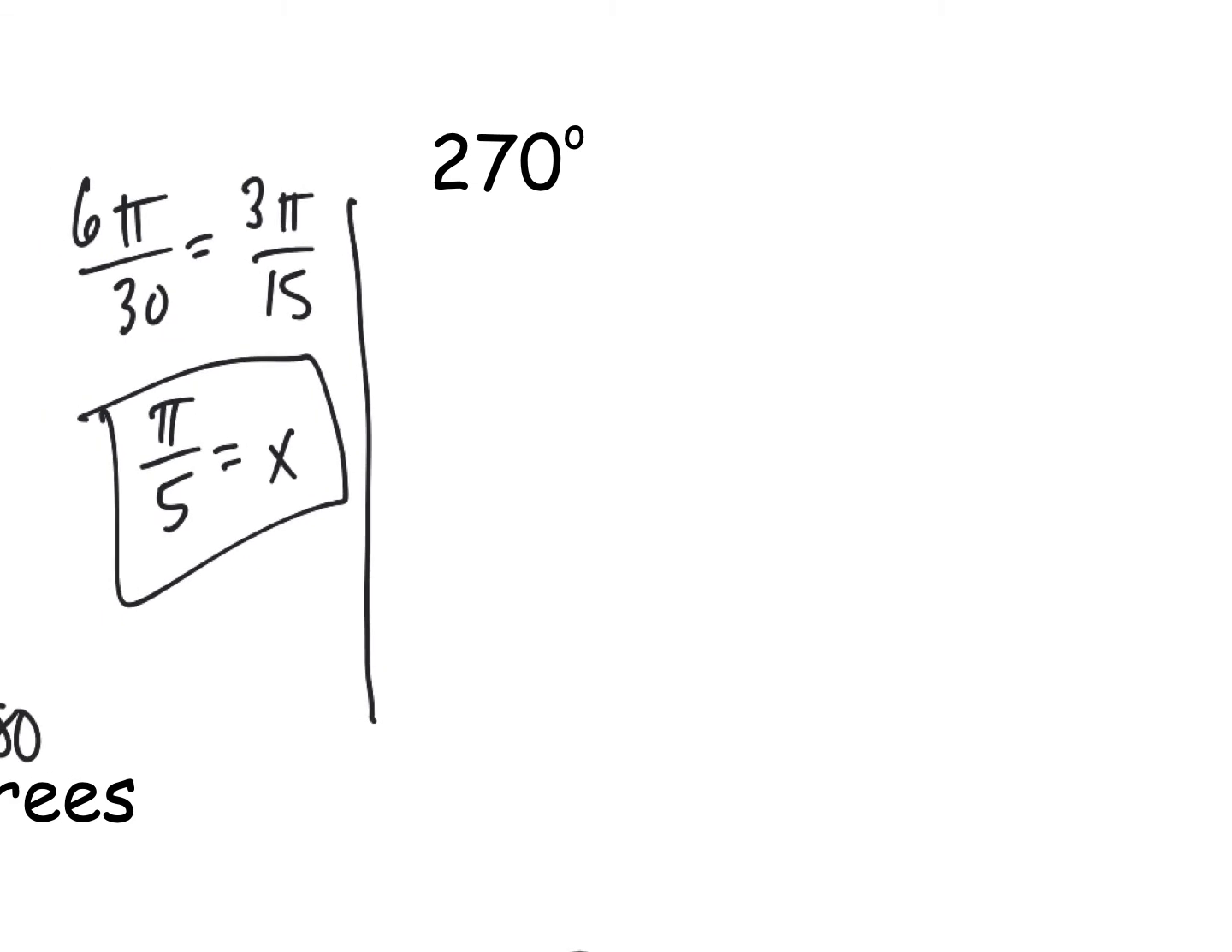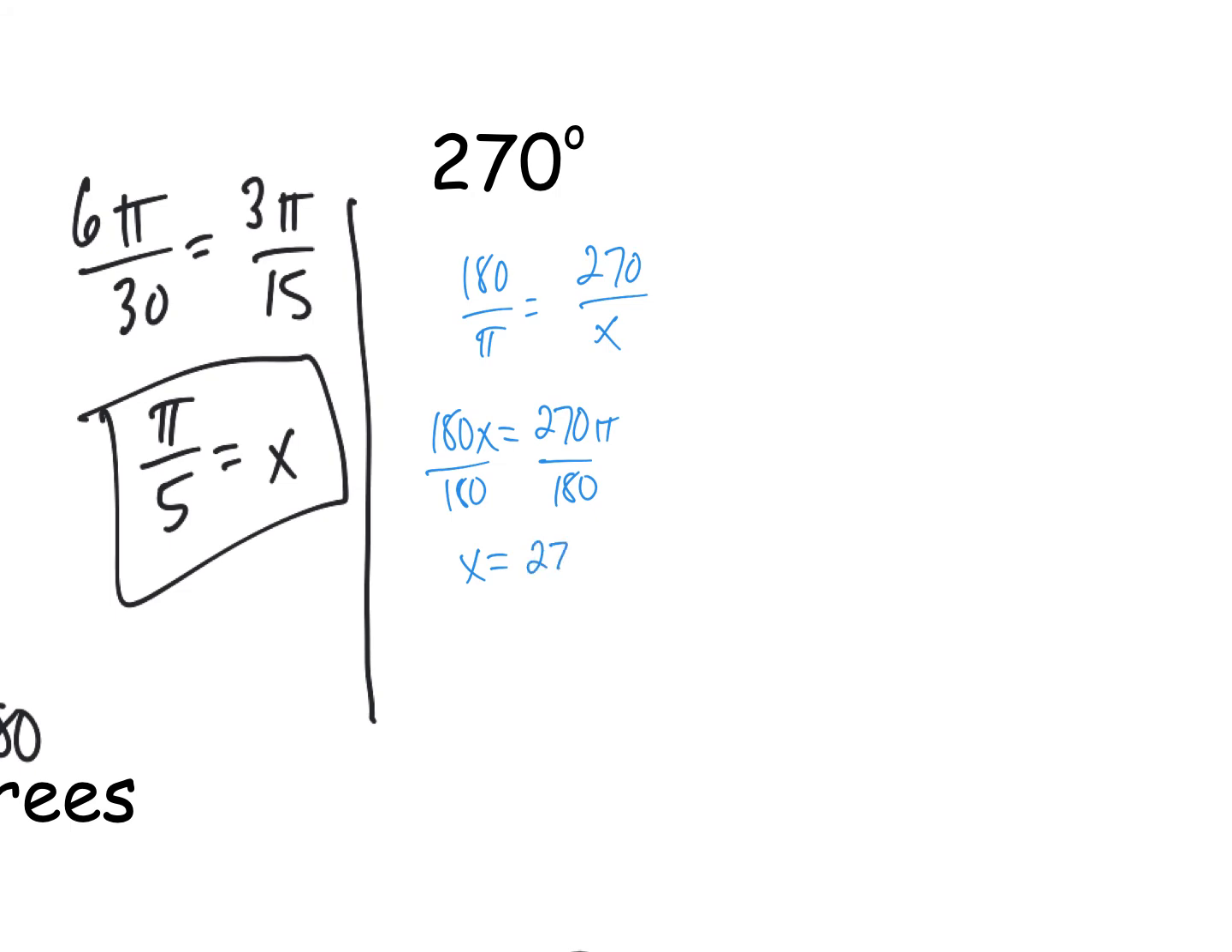All right, and then 270. Struggling. 180 over pi equals 270 over x. Cross multiply, we get 180x equals 270 pi. Divide by 180. And we get x equals 270 pi over 180.